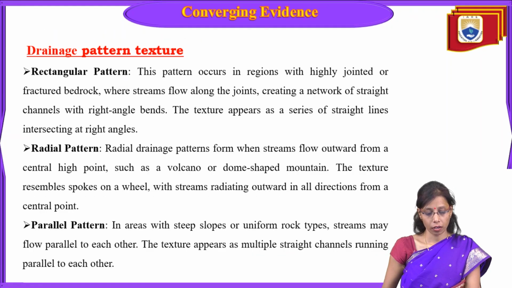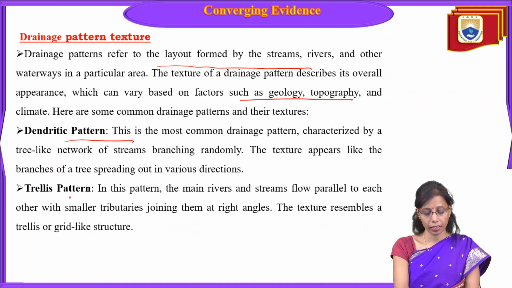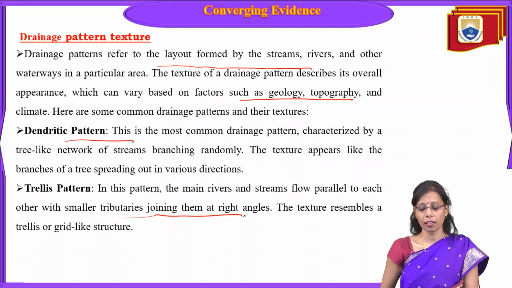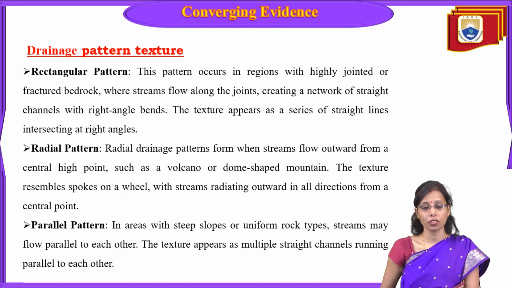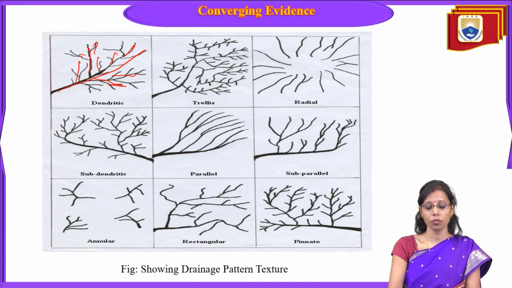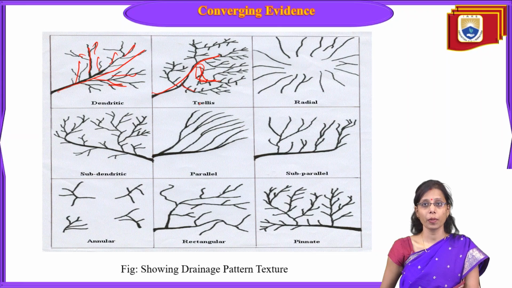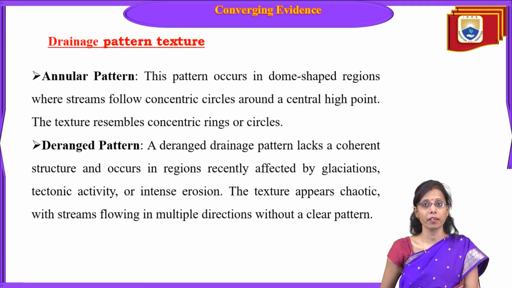Okay. Next we have the terrace pattern. In this pattern, the main rivers and streams flow parallel to each other with similar tributaries joining them at right angles, and the texture resembles terraces and grid-like structures. So this is how the terrace pattern looks. This is the main river, and these are all tributaries of it which are joining into the main river. This is a terrace pattern. This all depends on the topography, how the topography is available over there, right?